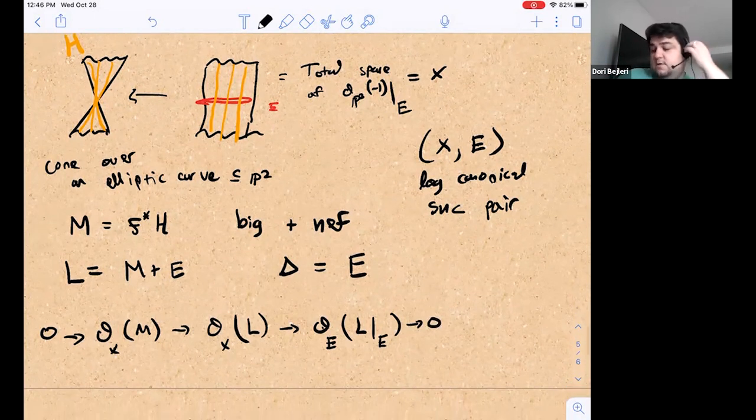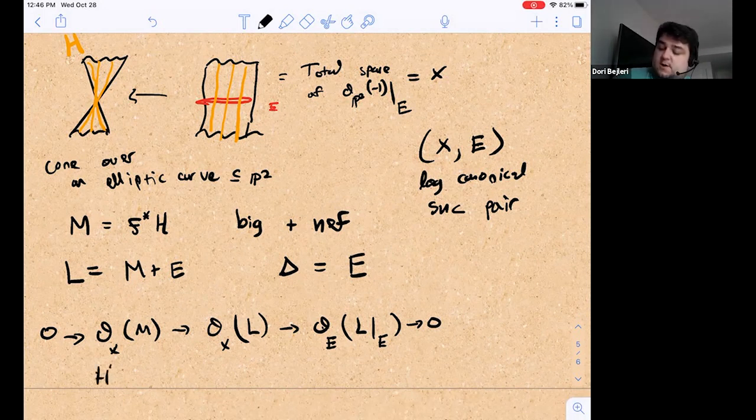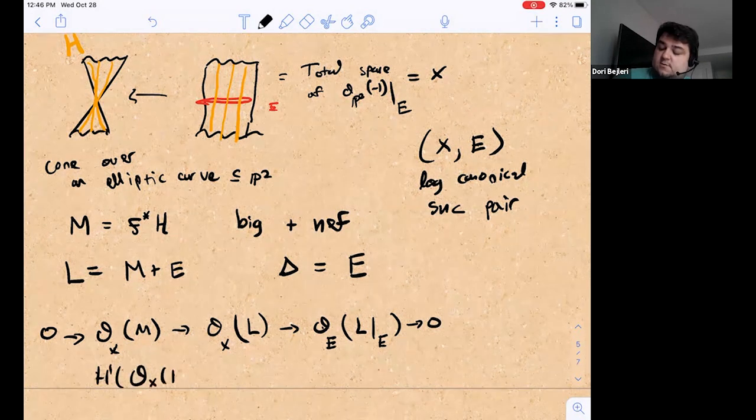So now M, if we don't add this E, then M itself is big enough. And so if we apply Kawamata-Viehweg vanishing to just M, where the boundary is empty, so the boundary is 0, then H1 of OX of M actually does vanish. So we apply our long exact sequence, we get this is 0. And in fact, H2 is also 0.